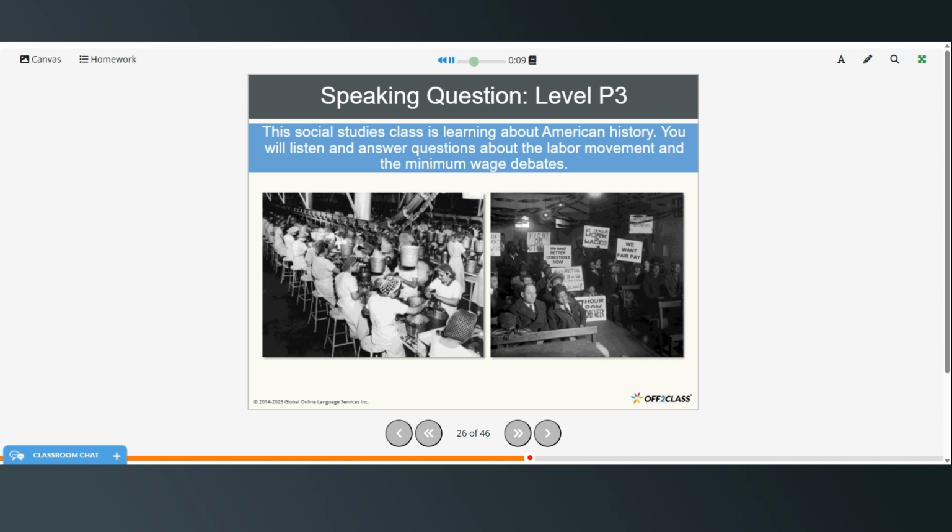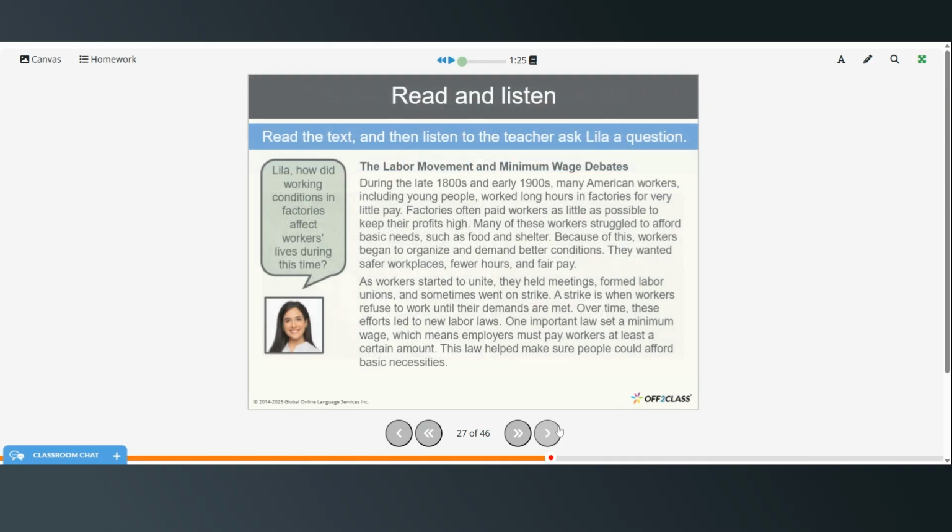This social studies class is learning about American history. You will listen and answer questions about the labor movement and the minimum wage debates. The labor movement and minimum wage debates.